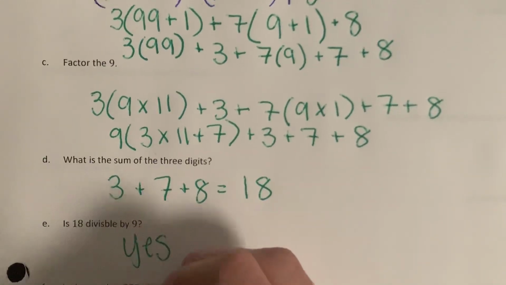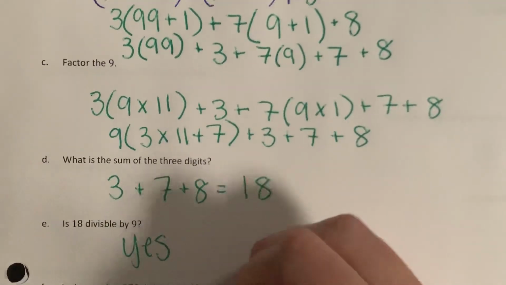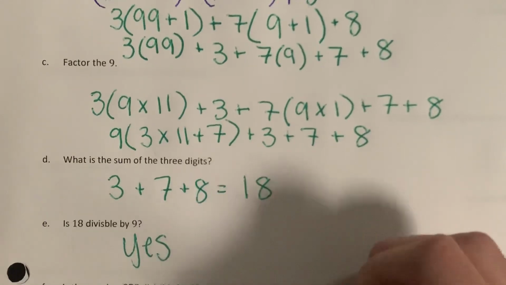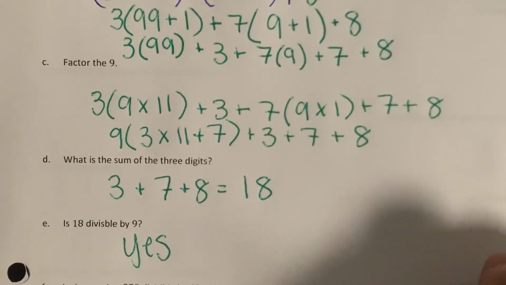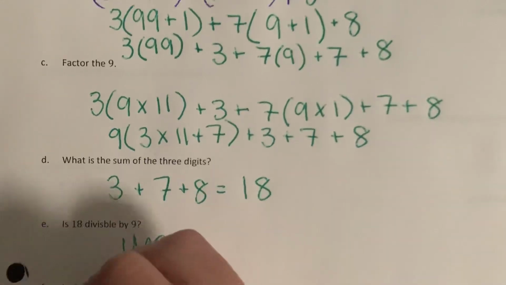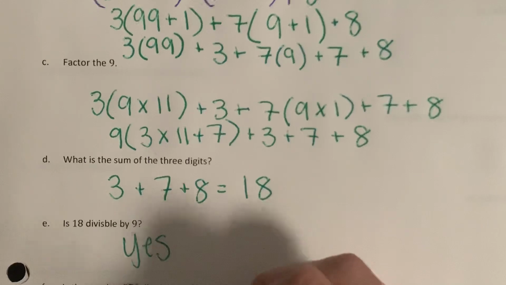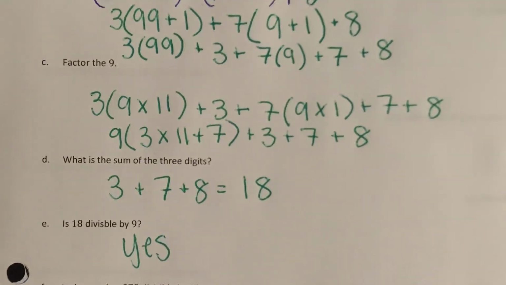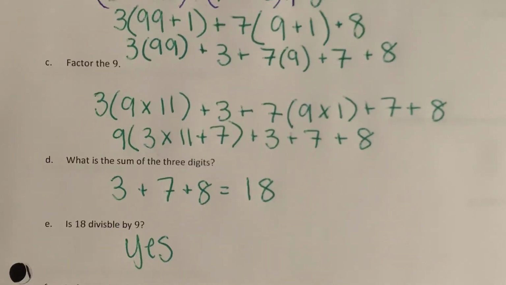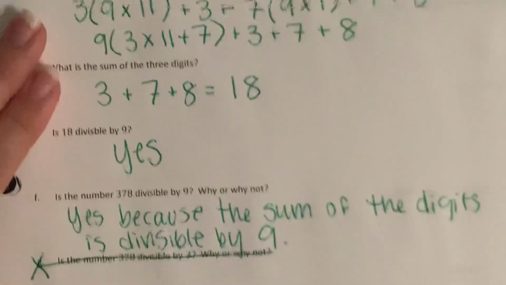Yes, because the sum of the digits is divisible by 9. Letter G here asks us to do the same question again, so you can cross that out.